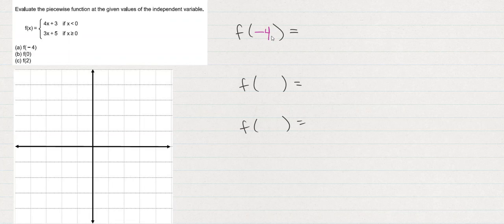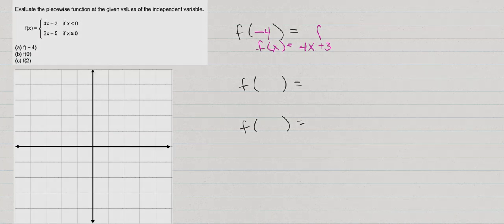When x is -4, -4 is less than 0, so I'm going to use the f of x is equal to 4x plus 3. That's the first step to these examples. I've got to determine which part of the function, which piece of the function I'm going to use. So when x is -4, we're using that f of x equals 4x plus 3.